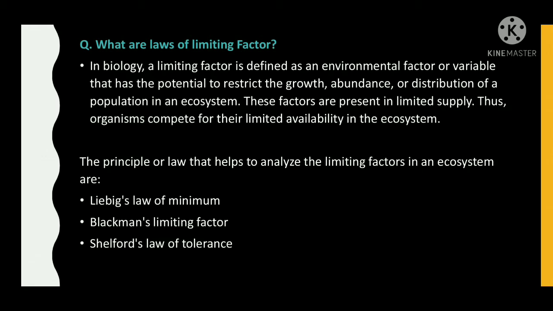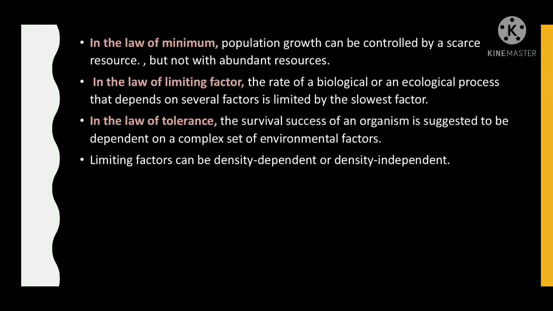The principles or laws that help to analyze the limiting factors in an ecosystem are Liebig's law of minimum, Blackman's law of limiting factor, and Shelford's law of tolerance. In the law of minimum, population growth can be controlled by a scarce resource but not by abundant resources. In the law of limiting factor, the rate of a biological or an ecological process that depends on several factors is limited by the slowest factor.